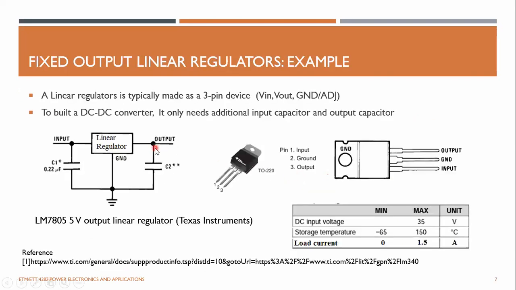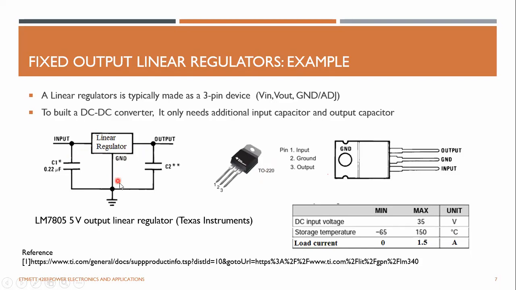Right, linear regulators could come as different types. The most common one is fixed output linear regulators. They are just made with 3-pin devices: 3 pins, one for supply, one for ground, and one for output. Sometimes the ground pin could be adjustable in adjustable linear regulators, but basically it has 3 pins. So this is the basic form of a linear regulator.